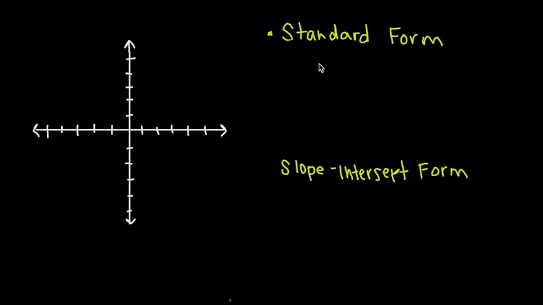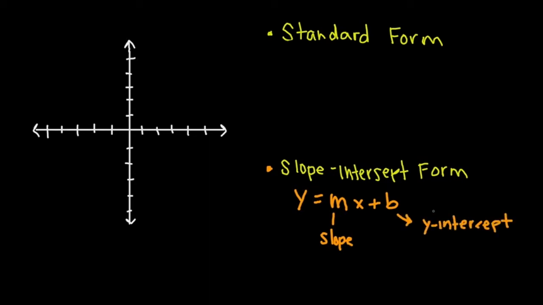Okay, so like I said, we are going to be graphing in 2 different ways. I'm first going to show you the standard form and then how we're going to change it into slope-intercept form. Slope-intercept form is y equals mx plus b, where your m is your slope and your b is your y-intercept. So you have to have it in this form, y equals mx plus b, in order to graph on the coordinate plane.